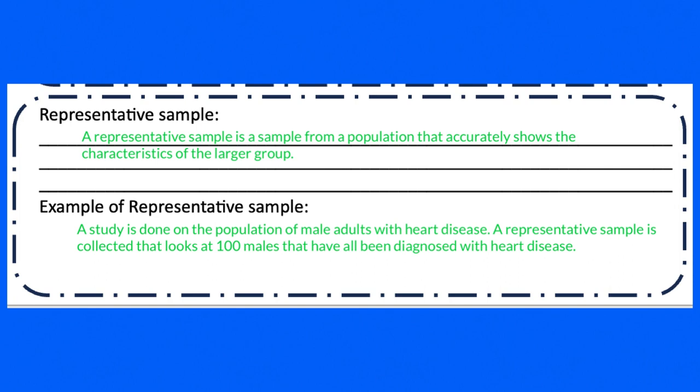A representative sample is a sample from a population that accurately shows the characteristics of the larger group. So, if we're trying to find out how many hours a week a teen spends on TikTok, we're not going to ask kids that are 9, 10, 11 years old because those are children. They don't represent teenagers. In this example, a study is done on a population of male adults with heart disease. A representative sample is collected that looks at 100 males that all have been diagnosed with heart disease. We don't want to look at females with heart disease, and we don't want to look at males that don't have heart disease. We need a sample that represents what we are looking at. In this case, they must be males with heart disease.